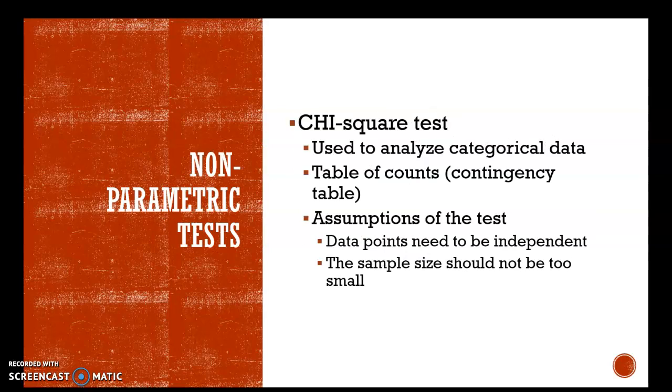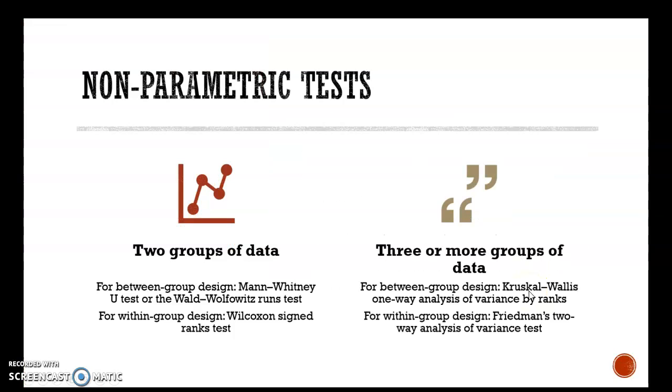So what we use is a chi-square test. The chi-square test is used to analyze categorical data, which is discrete data. The assumptions of the test are that the data points need to be independent, and the sample size should not be too small, so we can do chi-square testing.